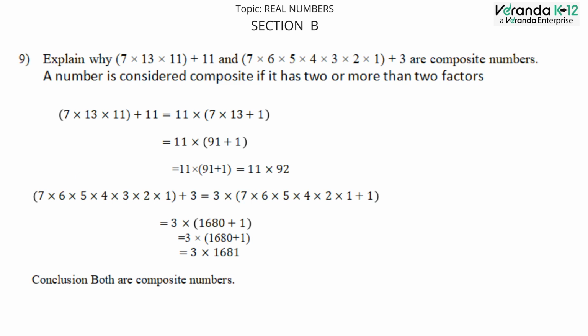Now, considering the second expression, that is 7 × 6 × 5 × 4 × 3 × 2 × 1 + 3. Here, considering 3 as common, the expression becomes 3 × (7 × 6 × 5 × 4 × 2 × 1 + 1). After simplifying, we get 3 × 1681. So this expression is also written as the product of 2 factors. So the conclusion is both are composite numbers.